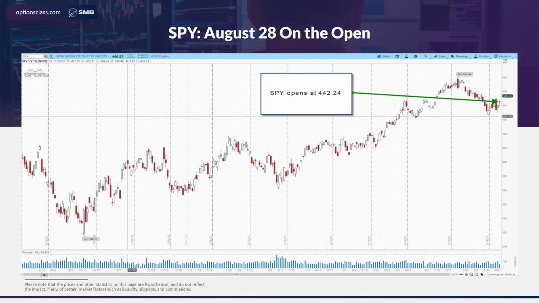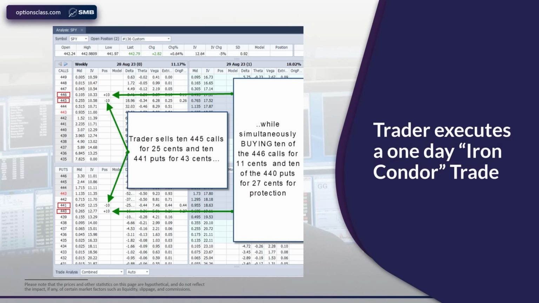And so let's say that we pulled up an options chain that expires that same day, August 28th, which means that the trade has no overnight risk because the options expire that day. And so the trade will be fully resolved by, at the latest, the end of that same day. And so let's say that at the open, you went ahead and sold 10 of the 445 calls for 25 cents and 10 of the 441 puts for 43 cents. And at the same time, for protection, you went ahead and bought 10 of the 446 calls for 11 cents and 10 of the 440 puts for 27 cents.